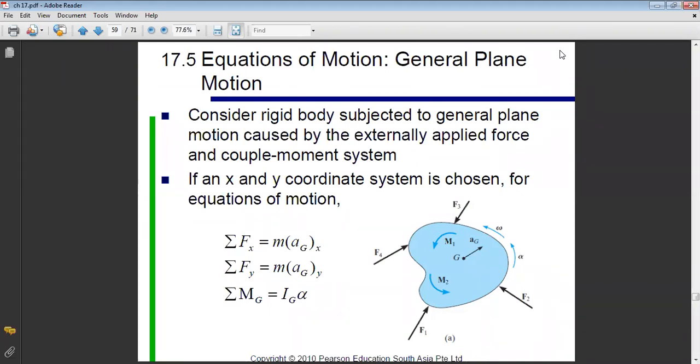It's only applicable in one particular case where you have a disk rolling without slipping, and it should be a homogeneous disk. So to not have any conflict, don't use sum of moments about the instantaneous center in general plane motion. Use only sum of moments about G equals I_G alpha.